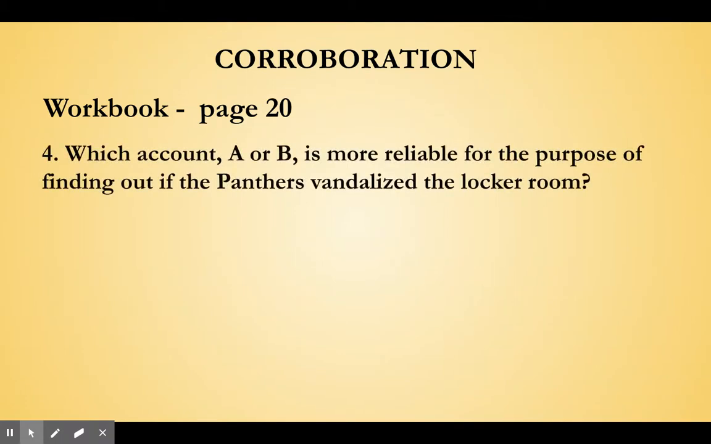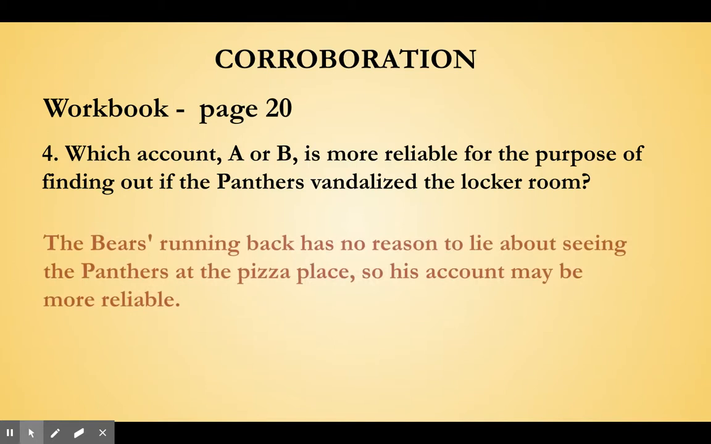We back? All right, you know what I'm going to say. I said the Bears running back would probably be the more reliable source. He is on the opposite team. He doesn't have any reason to lie about seeing the Panthers there. So I said his account of what happened would be more reliable. Remember, we said that the quarterback of the Panthers, his older sister, might want to lie to protect him. So I didn't think she was as reliable. So I think account B is more reliable.